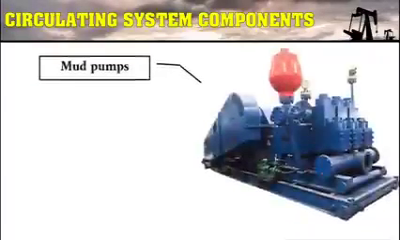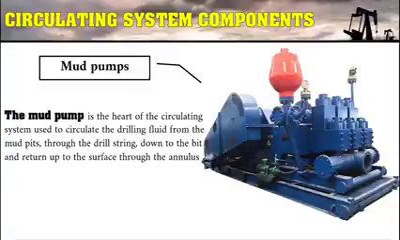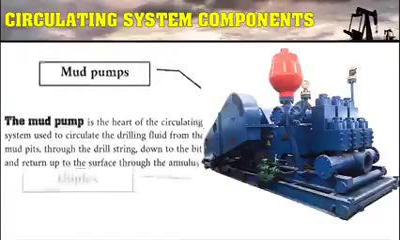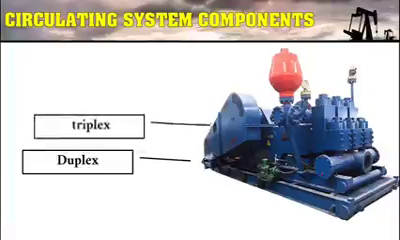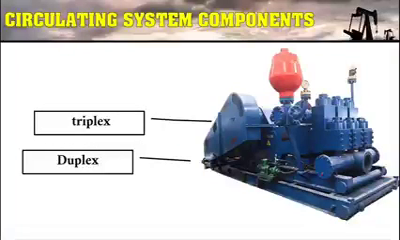The first circulation system component is the mud pumps. The mud pumps are the heart of the circulation system, used to circulate the drilling fluid from the mud pits through the drill string down to the bit and return up to the surface through the annulus. There are 2 types of mud pumps, duplex and triplex. The double-acting duplex pump has 4 pumping actions per pump cycle. The single-acting triplex pump has 3 pumping actions per pump cycle.